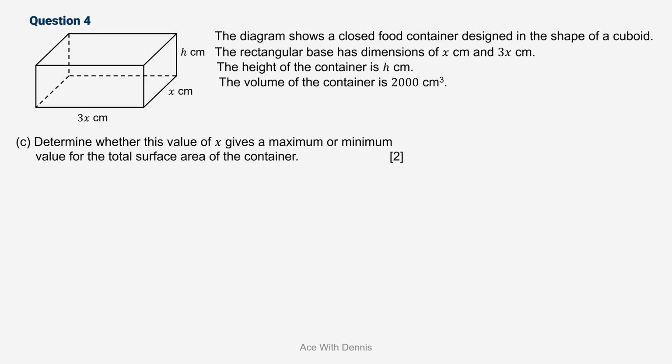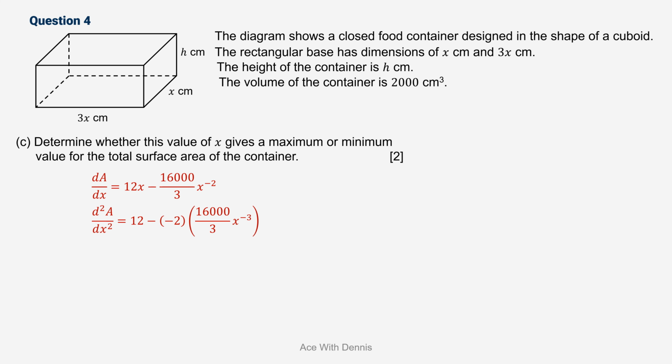C. Determine whether this value of x gives a maximum or minimum value for the total surface area of the container. 2 marks. Alright, so to prove if it is a maximum or minimum value, there are 2 methods we can use. Either we use the tabular method or we use the second derivative method. I prefer to use the second derivative method because it's much easier. So we start from dA over dx, which we obtained in part B. It equals 12x minus 16,000 over 3, x to the power of negative 2.